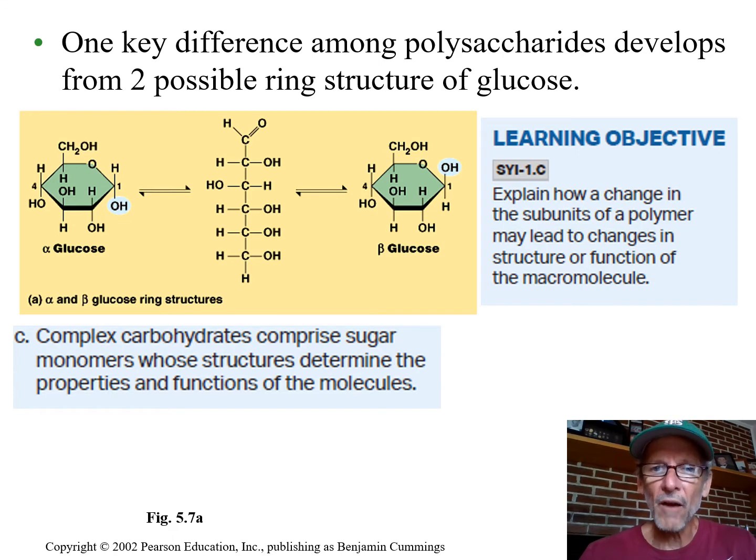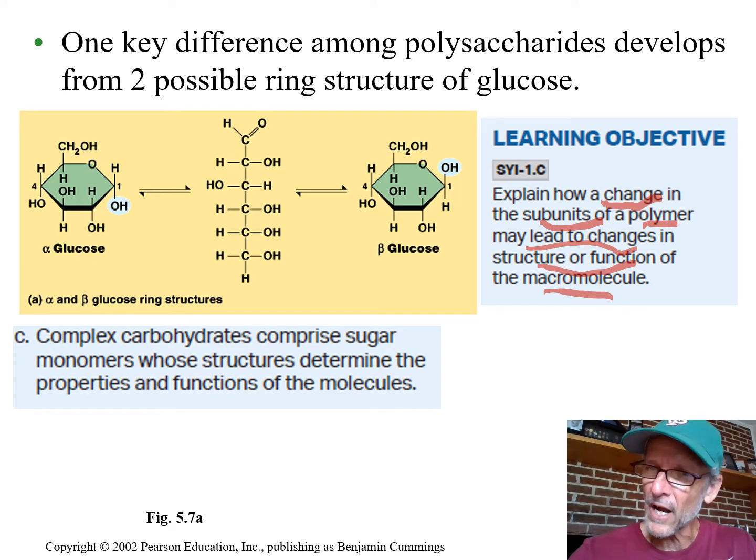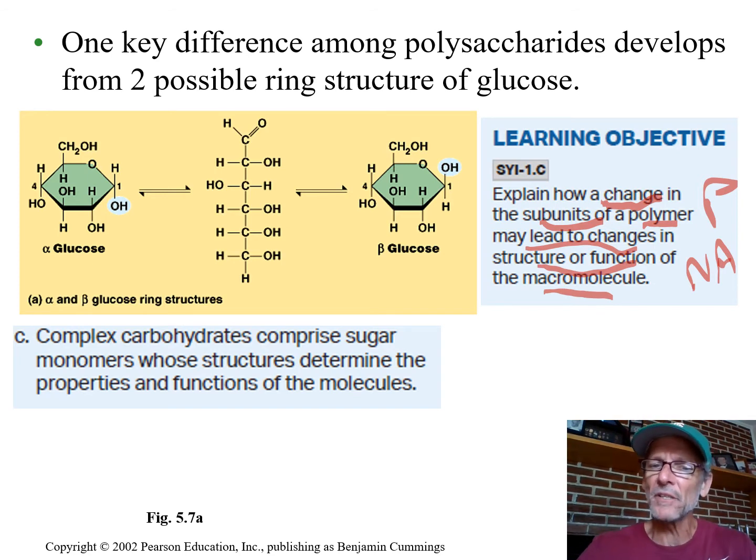So here we have what I think is probably where they would go about a change in the subunits of a polymer that may lead to changes in structure or function of a macromolecule. I really think that this is talking more about proteins and nucleic acids, which we'll get to soon, right? Because the change in the subunit is not something that happens in a carbohydrate. It doesn't mutate so that it has different subunits like a nucleic acid would, that would then lead to a protein having different amino acids. So I think this is more about those.